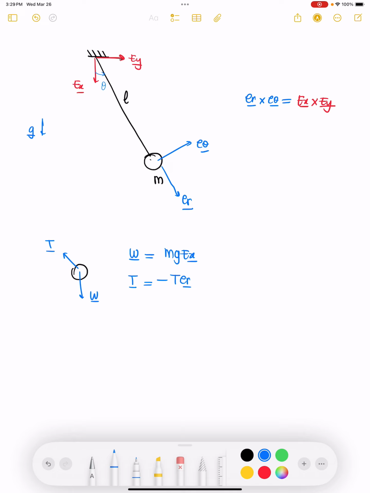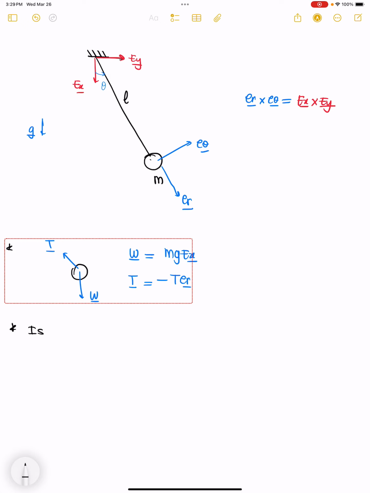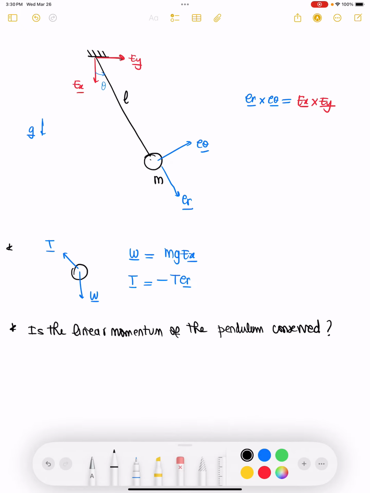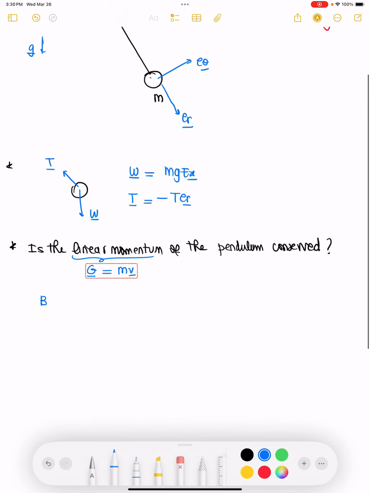Now, how do I answer the question, is the linear momentum of the pendulum conserved? Well, let's remember, what's linear momentum? Linear momentum is this quantity G, which is equal to mv. That's the linear momentum of a particle. It's its mass times its velocity. And we have the balance of linear momentum equation, which is F is equal to G dot, F is equal to ma, if m is constant.